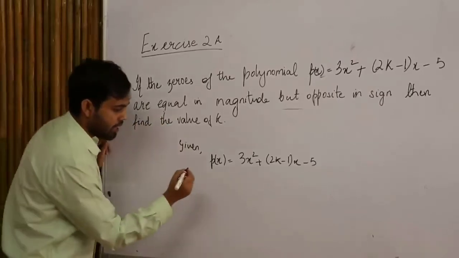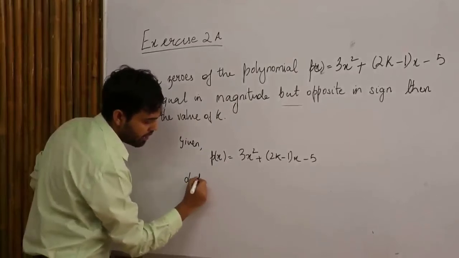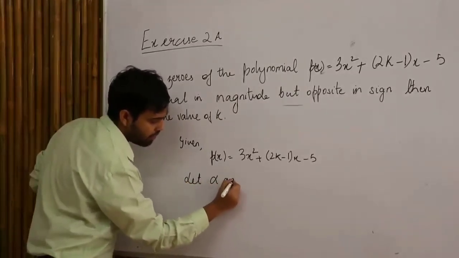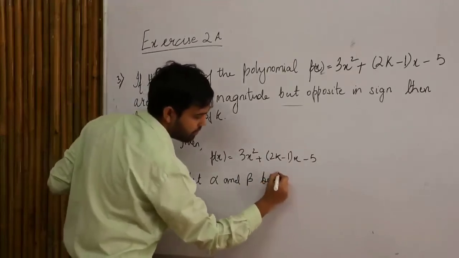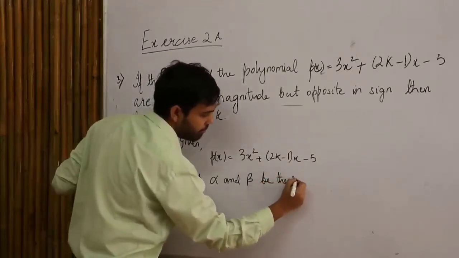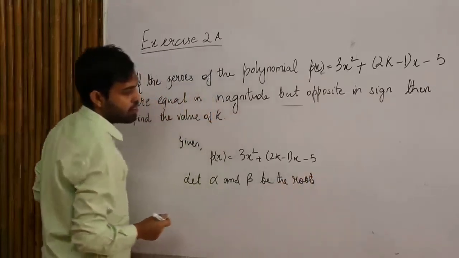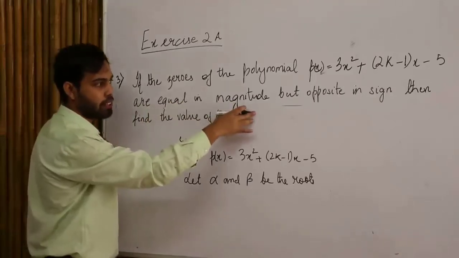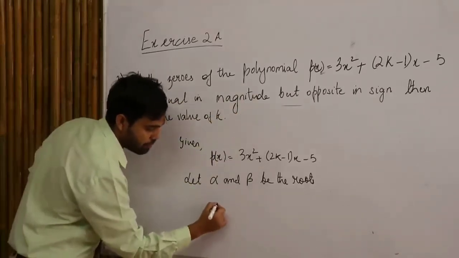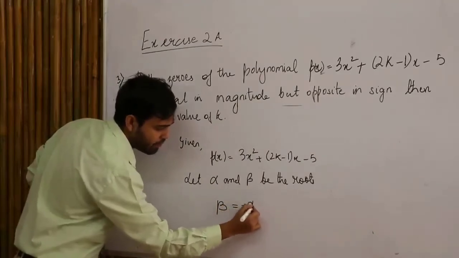Now they have mentioned that the roots are equal in magnitude but opposite in sign. They have not given me the roots, so I am assuming my roots. So let alpha and beta be the roots. They have told me that the roots are equal in magnitude but opposite in sign. So what it means is my beta will be equal to minus of alpha.